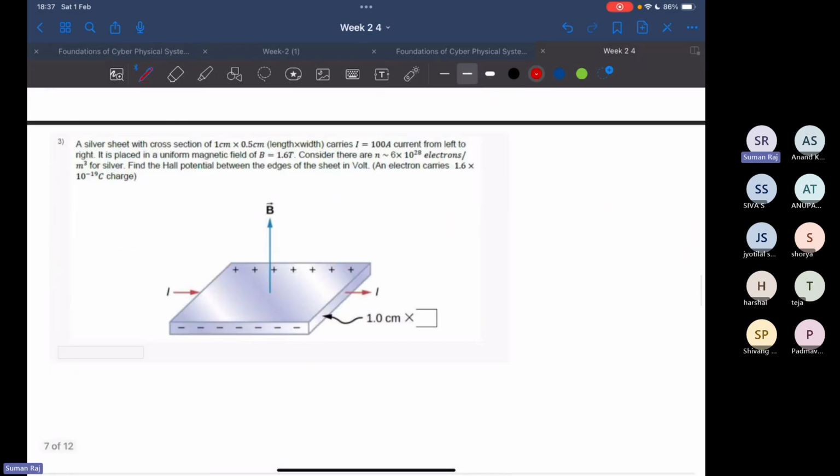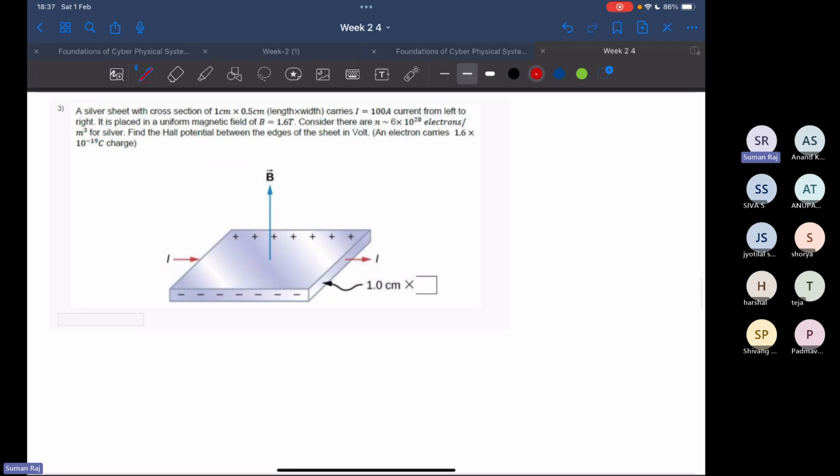Okay, moving on to the next question. This is from the Hall effect. Let's see.